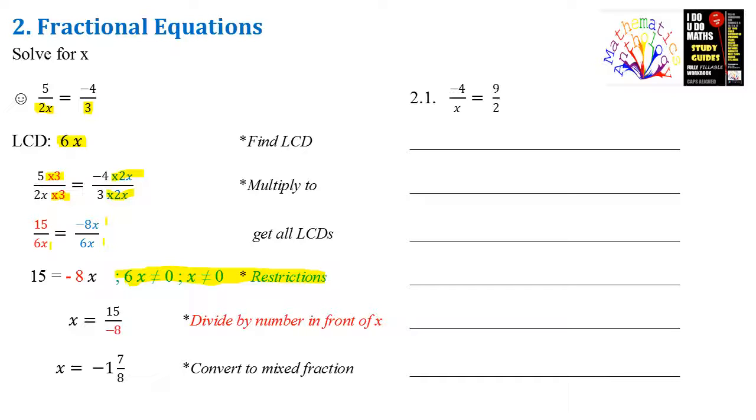So we are left here with 15 is equal to -8x. That's when we drop off our denominators. To get x, I need to get rid of the -8. So I'm going to divide. So x will equal 15 divided by -8, which is -1 and 7/8 as a mixed fraction.